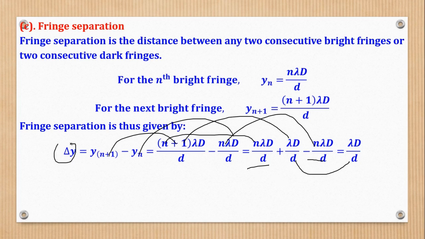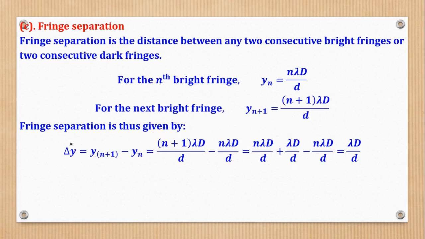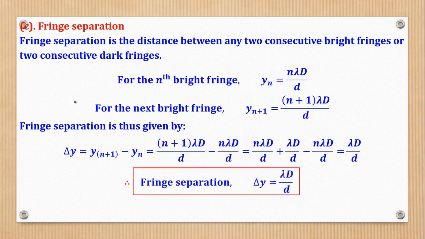Any two consecutive fringes. If they specify, then they can set a different distance, like between the 8th and 4th bright fringe. It is okay. But when they just say fringe separation, just know that they have to be consecutive fringes. So that's the formula we have now seen.